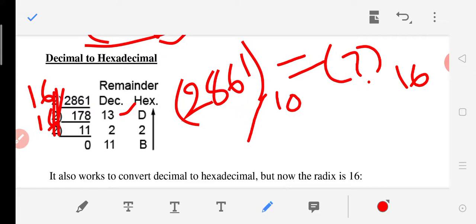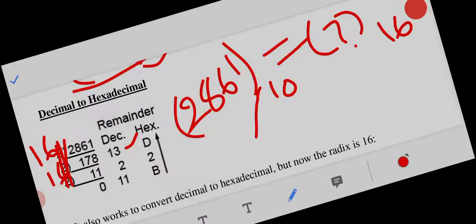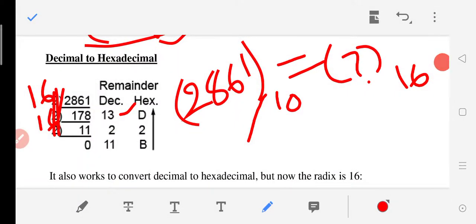You can calculate on a piece of paper or use a calculator, because the 16 table can cause a little confusion. So use a calculator, no problem. In competitive exams there may be a restriction on using a calculator, so just practice here. 16 into 178 gives 13 as the remainder. Again 16 into 11 gives 2 as the remainder.